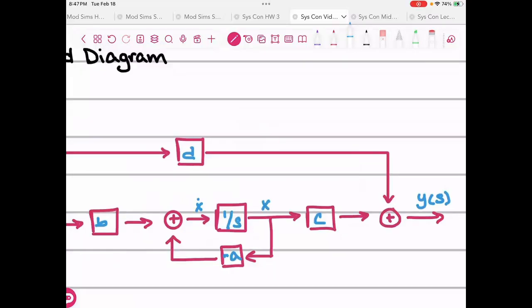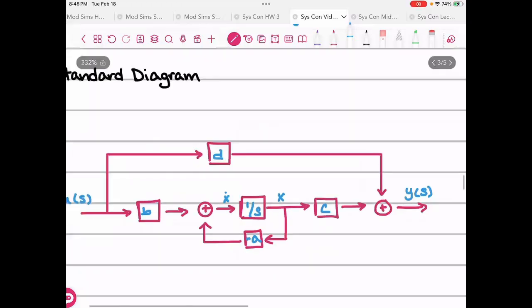I'm putting this in the Laplace domain because we have an integrator that's represented by 1 over s. So when you do a Laplace transform, you multiply by s if you're taking the derivative. Here we're dividing by s to take the integral.